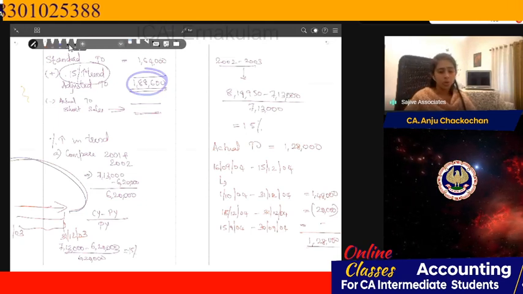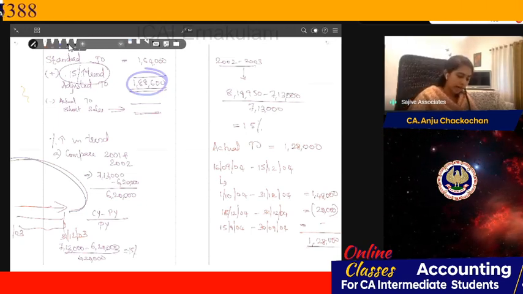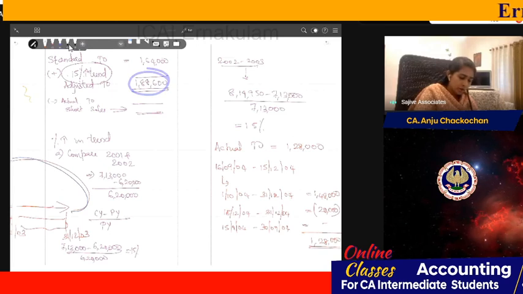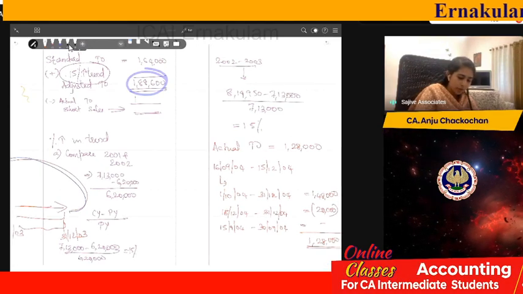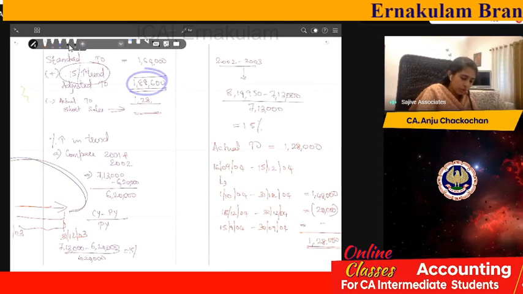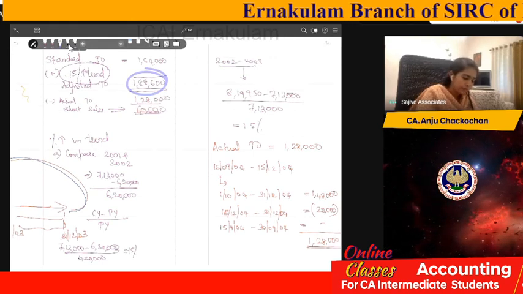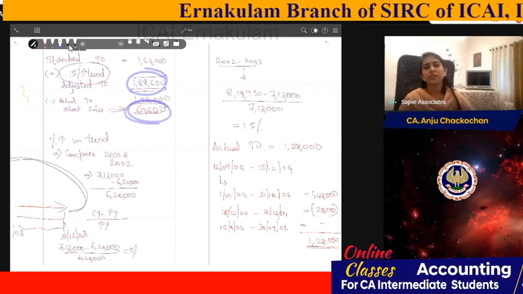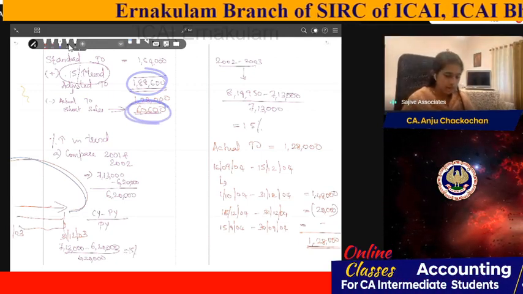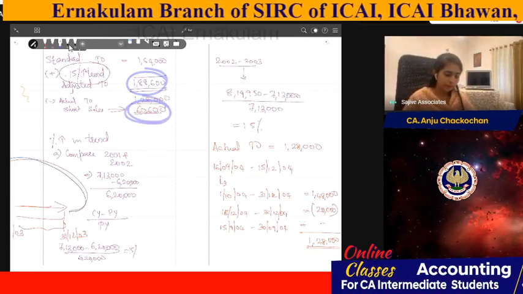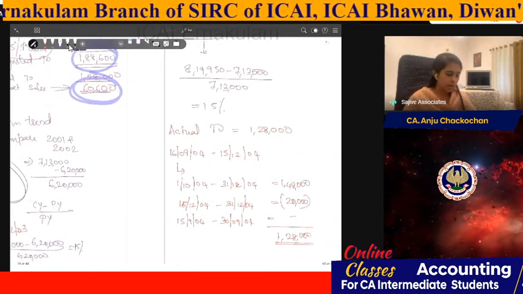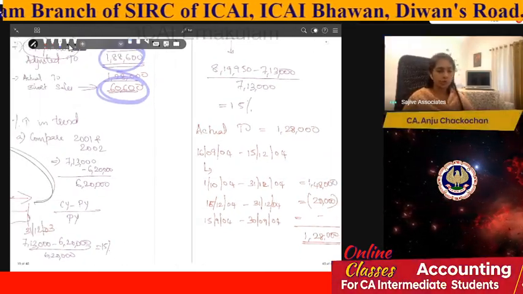So standard turnover, you have come up with 1,88,600 and the actual turnover as 1,28,000. You take the difference, you get the short sales as 60,600. Okay. That is it. So everyone, compute the actual turnover, compute the short sales also.